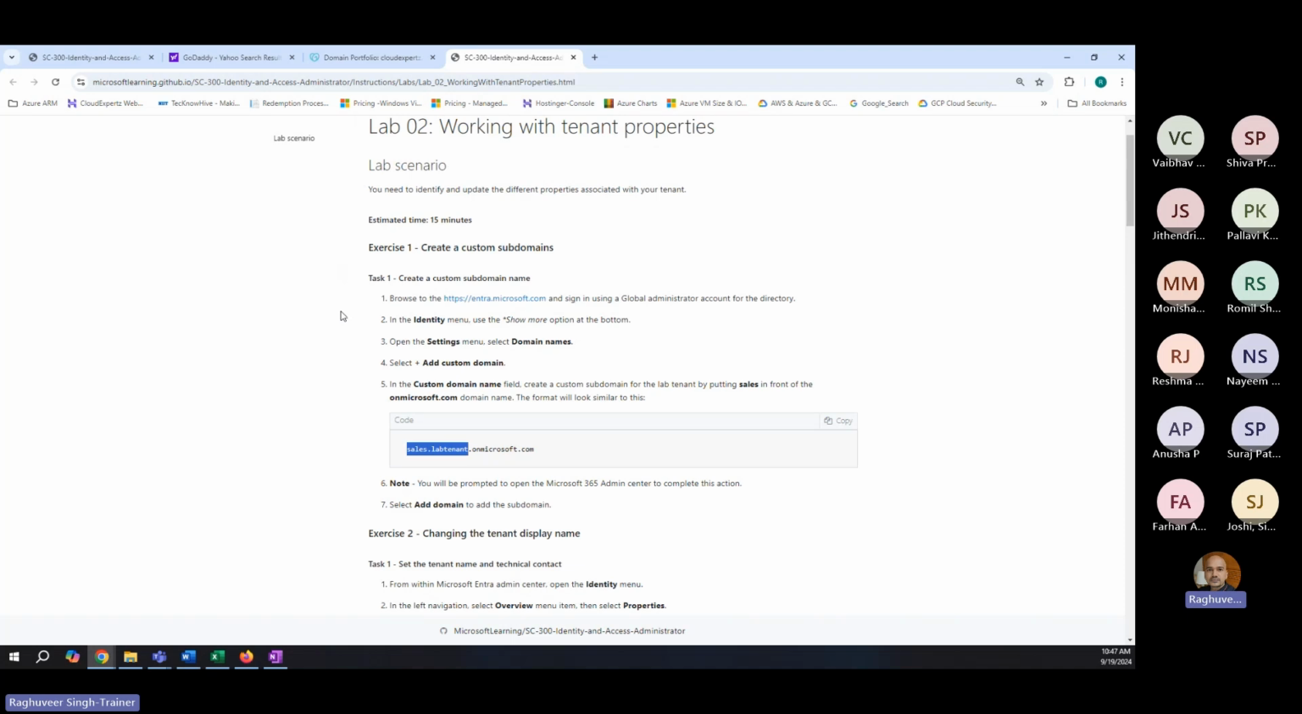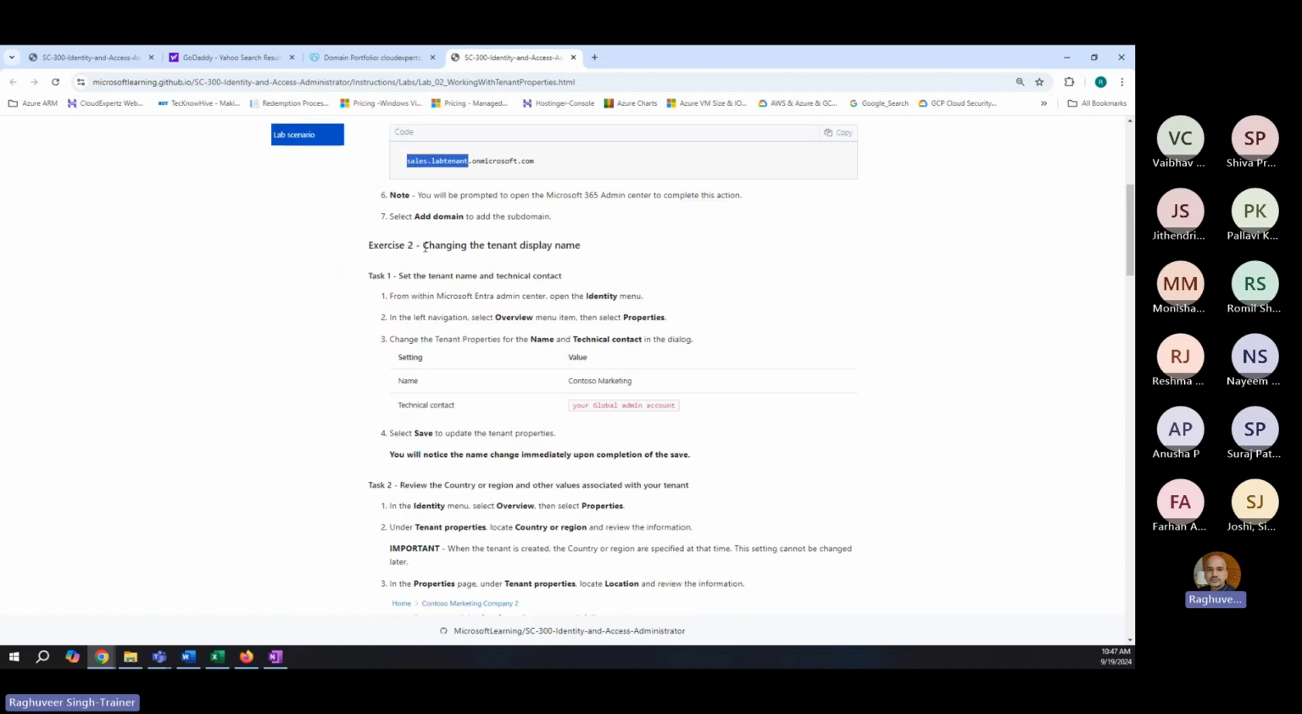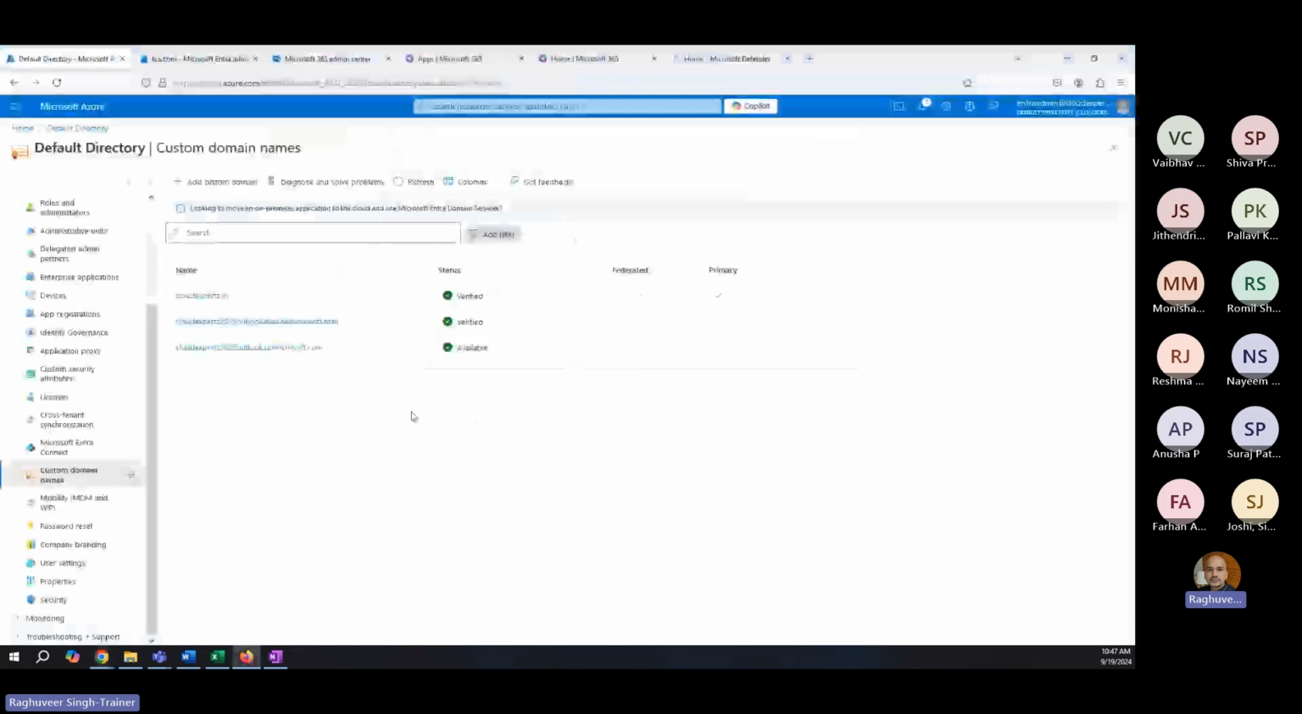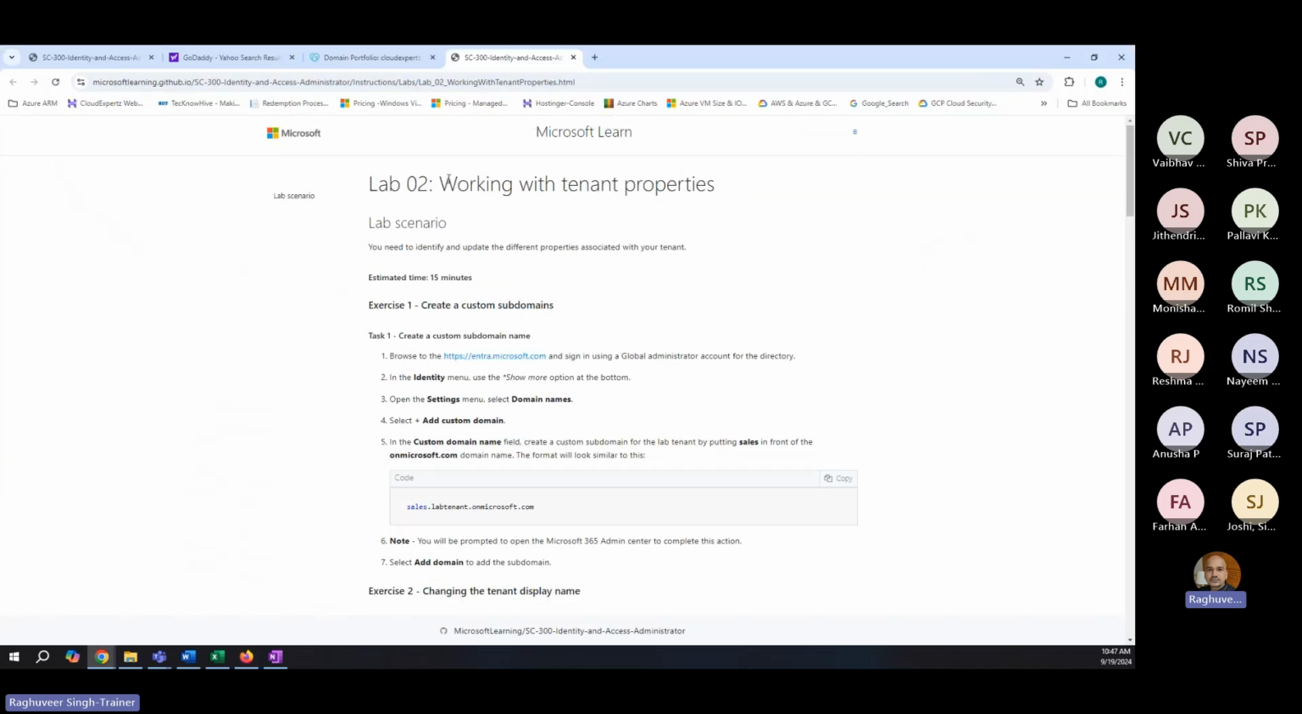Then some additional capabilities you will see in the lab, which is changing the tenant display name. Right now, what is the display name of my tenant? Default directory. It doesn't look good. It should reflect my business name, right? So I can always change it. Where exactly can I manage my tenant configuration? The lab is all about working with tenant properties, doing some basic or initial configuration before you roll this tenant and subscription out for production.